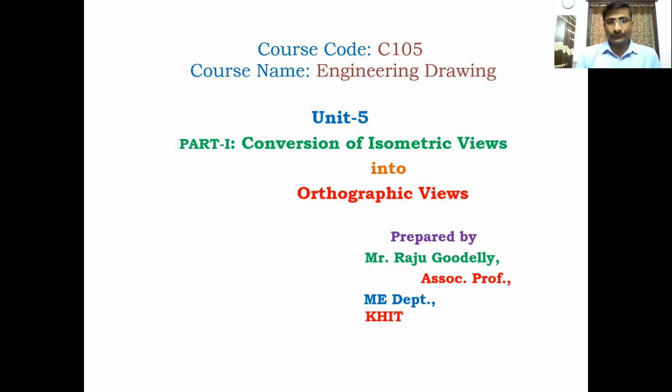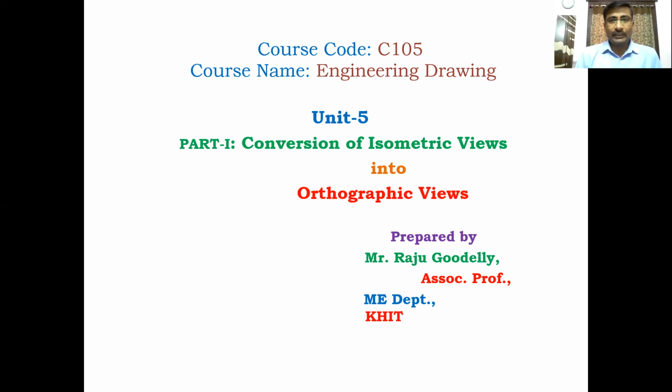The 3 views are the front view, which is projected onto the vertical plane; the top view, which is projected onto the horizontal plane; and the side view. Side view is projected onto the profile plane. There are 2 side views: left side view and right side view. When we look at the object from the right side, the view projected onto the profile plane is called the right side view. When we look from the left side of the object, the view projected onto the profile plane is called the left side view.